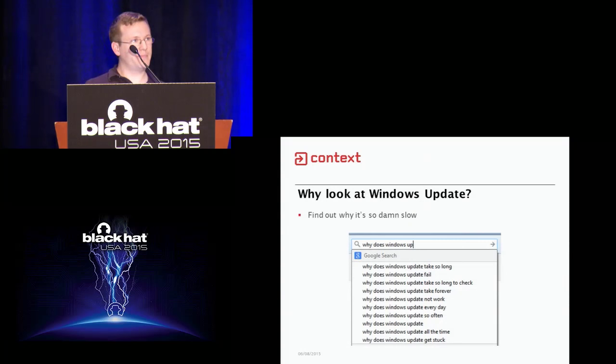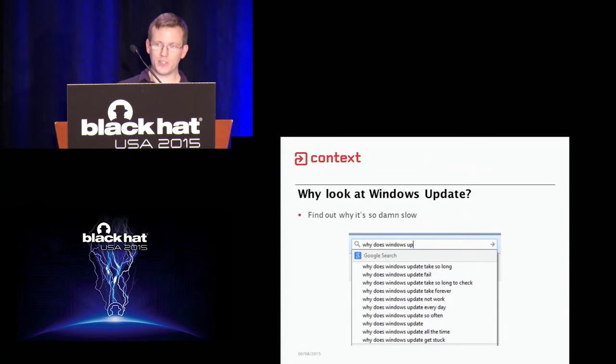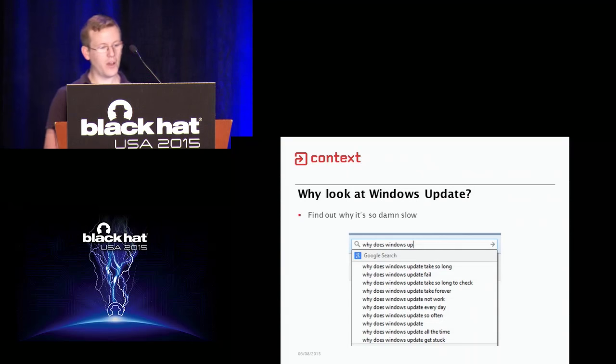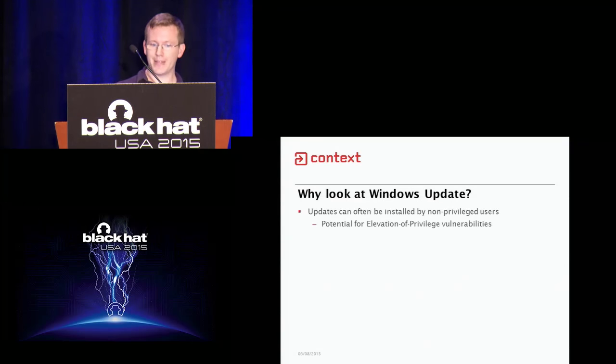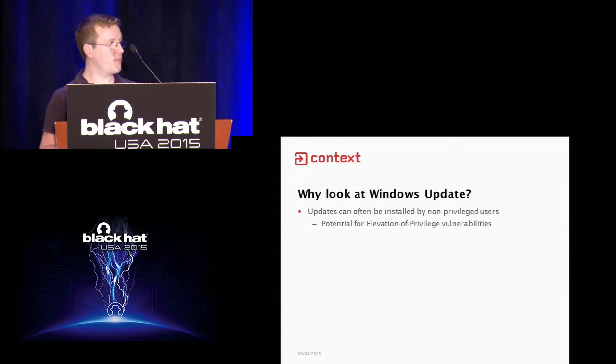So, first question, why look at Windows Update? Well, one question we had, which apparently lots of people share, is why is it so damn slow? But more seriously, from a security perspective, why are we looking at Windows Update? One of the interesting things about Windows Update is that it's a very privileged service. Updates can be downloaded and installed by normal, non-privileged users. So there's potential there for elevation of privilege vulnerabilities.